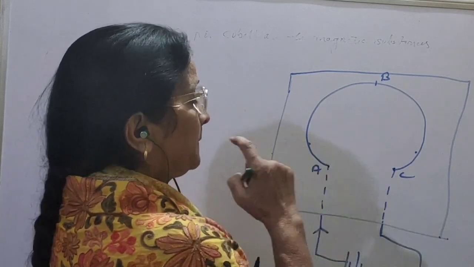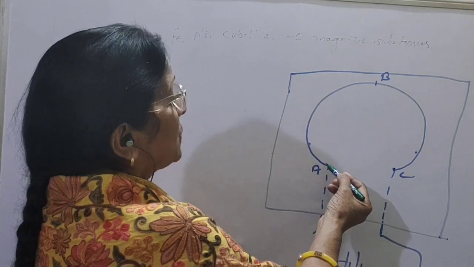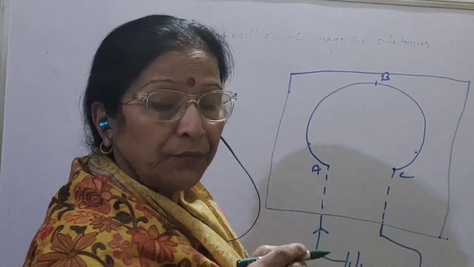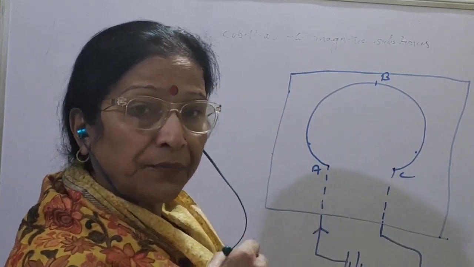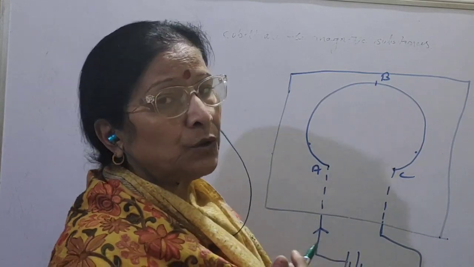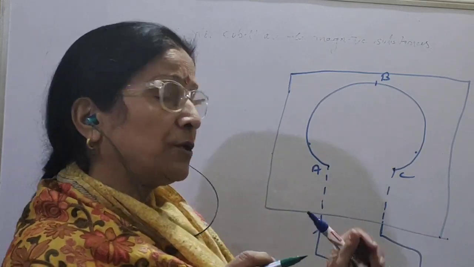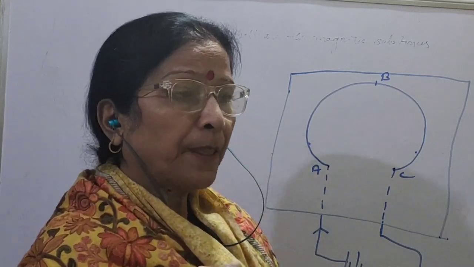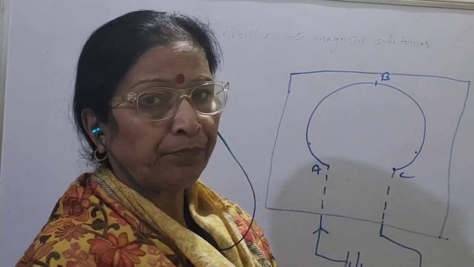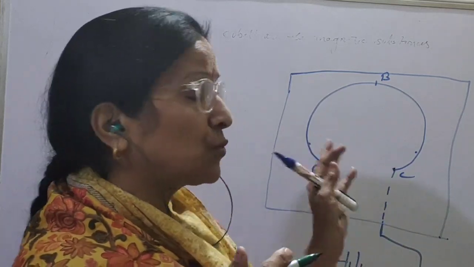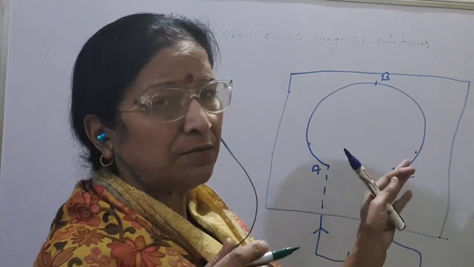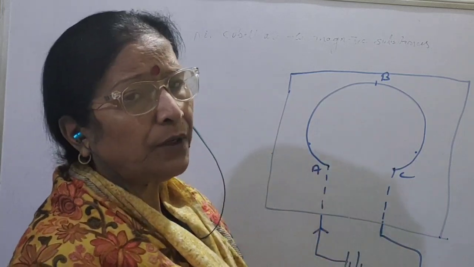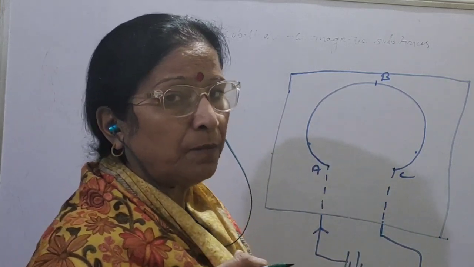Now we keep the magnetic needle at one end of the conductor, suppose at A, and find the direction of the magnetic field around it. Before that, before switching on the current in the circuit, we keep the magnetic needle here. This is not a coil, we have taken just a circle, just a loop. We keep the magnetic needle here and we don't see any change in the direction of the magnetic needle.